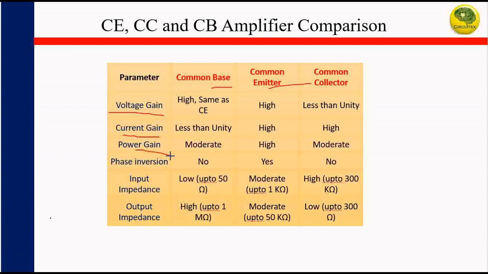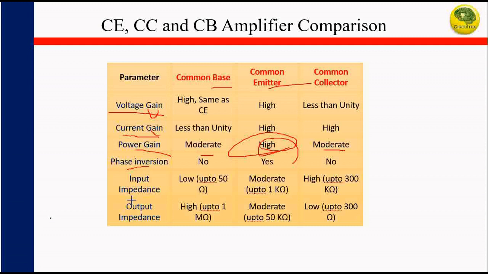Now moving on to the power gain, it is moderate in case of common base as well as the common collector, whereas it is high in case of common emitter. As in common emitter, the voltage gain and current gain both are high, and following the power formula, power equals voltage into current. Therefore, as the voltage is high and the current is high, the power also has to be high. Now, phase inversion. We have also seen that in common base and common collector there is no phase inversion, but a 180-degree phase shift is observed in case of common emitter.